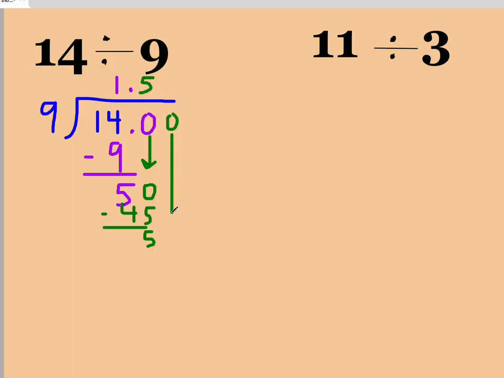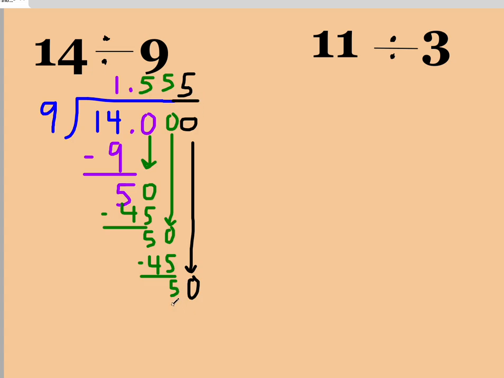Since I didn't get a 0, I'm going to add another 0 here. 9 goes into 50 5 times. 5 times 9 is 45. Now, if you're thinking we just did that, you are correct. I get 5 again. All right, so I'm going to add a 0 again. Drop that down. 9 goes into 50 5 times.